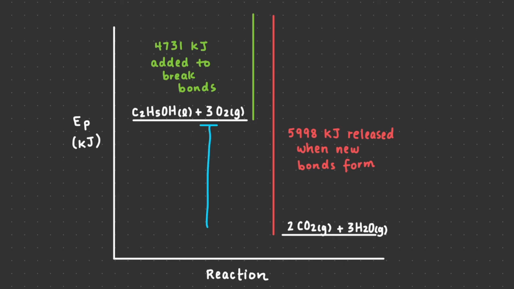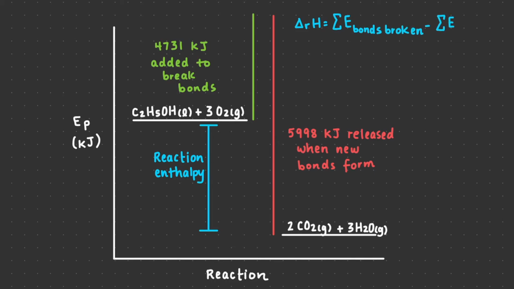We can look at the difference in these two amounts of energy, and that will give us the reaction enthalpy. We can write this as an equation by saying the reaction enthalpy is equal to the sum of the energy of the bonds that are broken minus the sum of the energy of the bonds that are formed. So we can substitute our numbers in now. So 4,731 kilojoules minus 5,998 kilojoules, and we get a reaction enthalpy of negative 1,267 kilojoules.